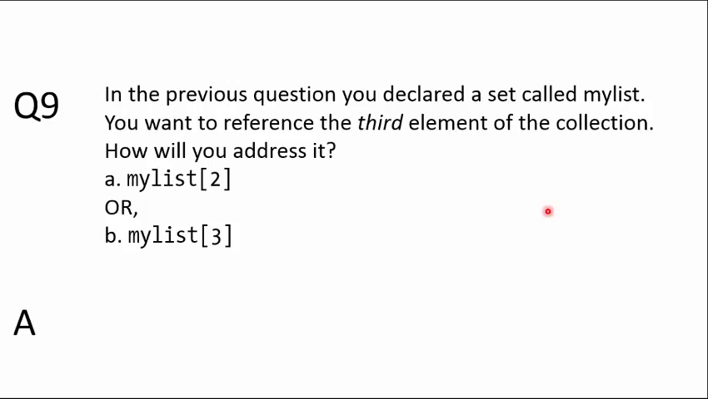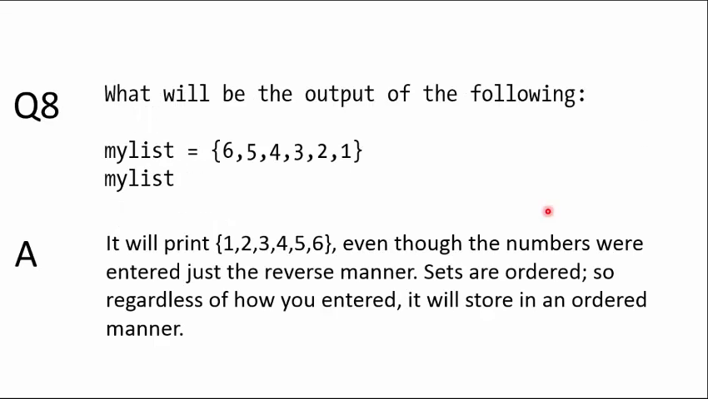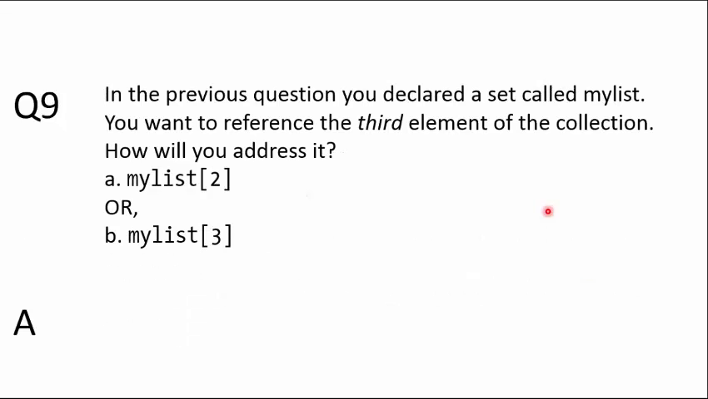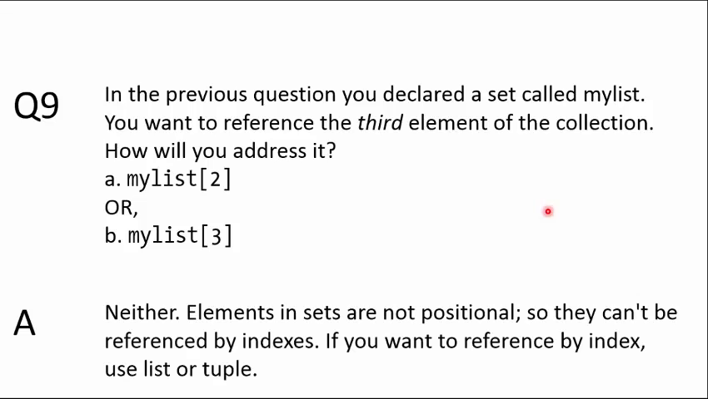In the previous question, you declared a set called myList. You want to reference the third element of the collection. How do you address it? myList or myList3? Just to refresh your memory, I'm going to show you this. So myList, I just put, instead of the curly braces, square brackets to make it a list. And I want to add the third element of the collection.